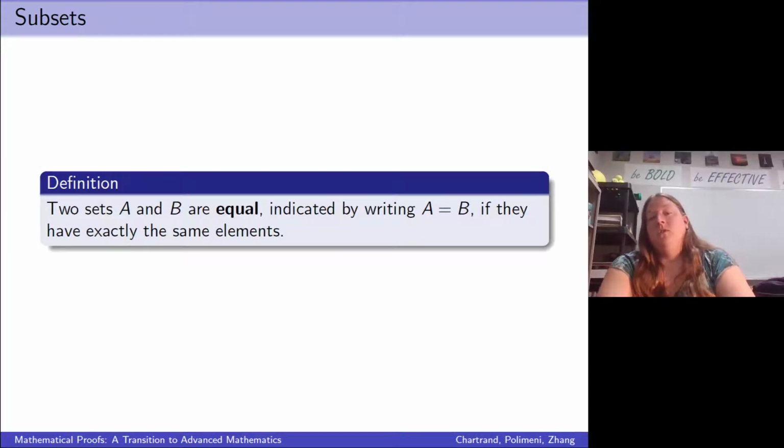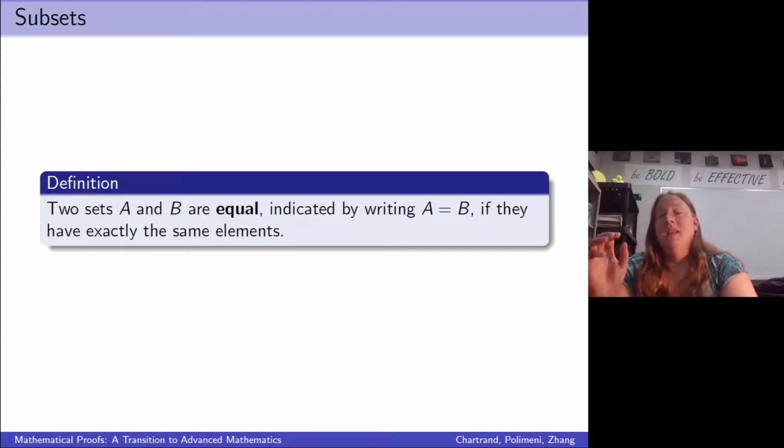2 sets, they're equal if they have exactly the same elements. There's no other way. Like the cardinalities being the same is not enough. They have to have the same exact elements. And it can't be that one of them contains 2 and one of them contains the set that contains 2. They have to have the same exact elements.